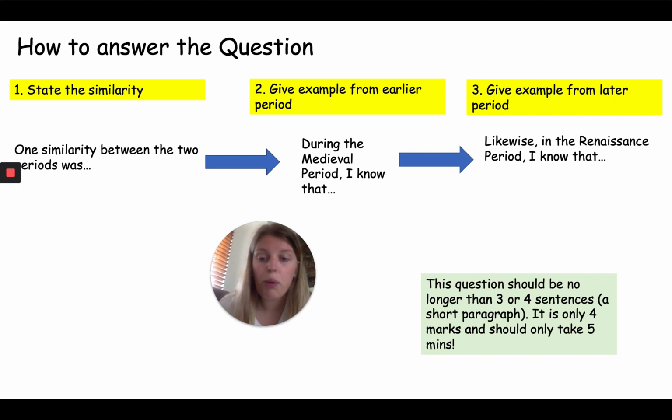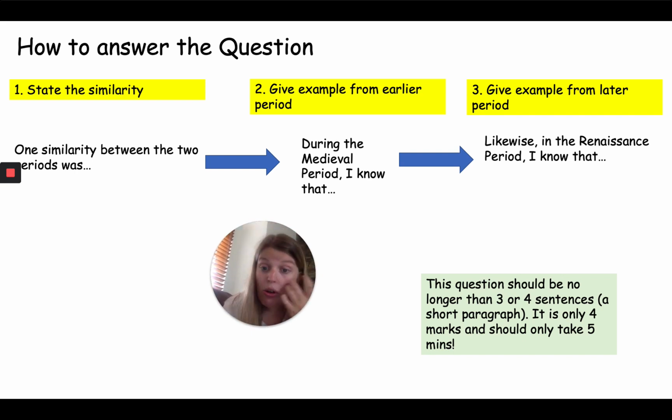It's only a 4-marker. I know we're not doing it in time conditions, in lesson conditions, and it's great to see some of you really spending a lot of time on this question, but you don't need to. If you were doing this in assessment or in the exam, which you will do eventually, it should only take you 5 minutes. So 3 or 4 sentences max. The similarity was this. Here's an example from the medieval period. Here's an example from the Renaissance period. And then we move on.